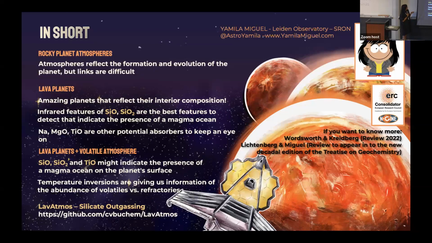And another thing, particularly of these lava planets that I wanted to mention because they were not discussed this week, they are very interesting planets because they can give us really direct information on the interior. I really hope that we can see something in those spectra. It remains to be seen. And planets that also have volatile atmospheres, they might have inversions. So we might learn not only about the composition of the atmospheres, the composition of the mantles, but also about the thermal structure of the planet.